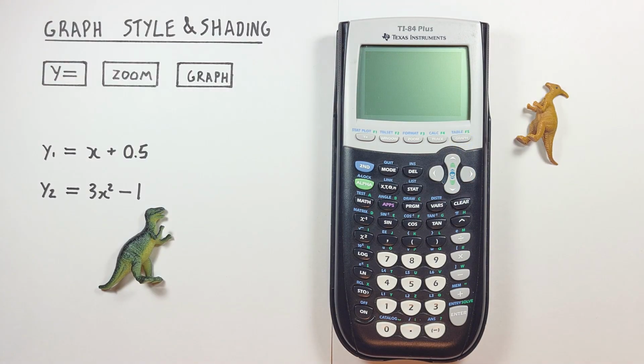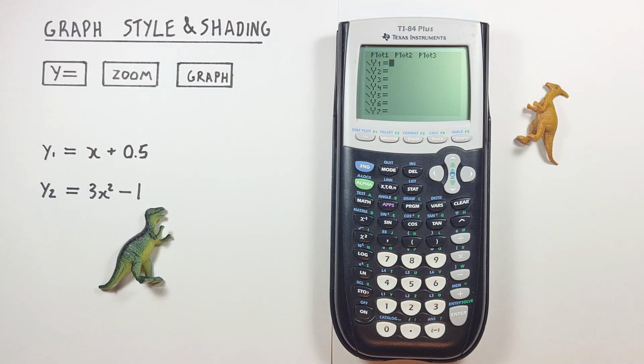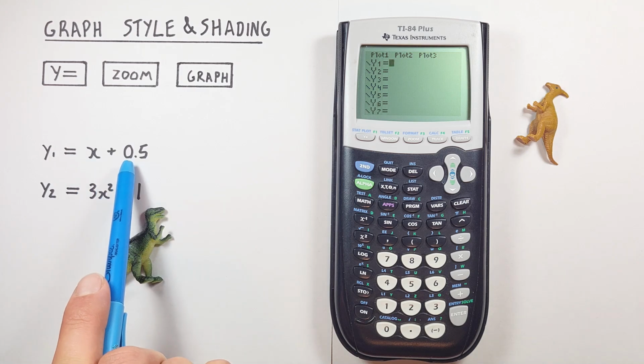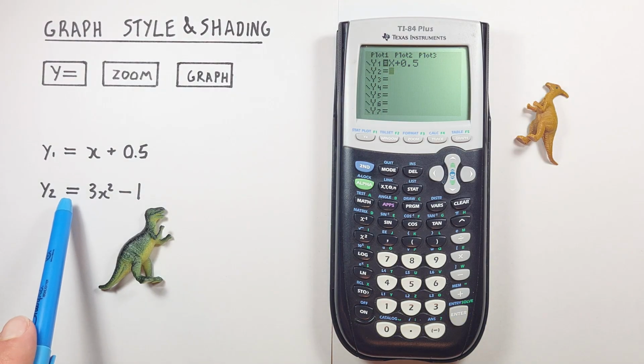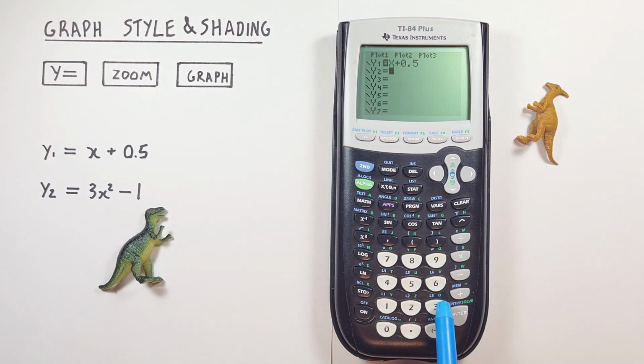To get started, we'll have to go to our graph menu and enter some graphs. So we'll hit the Y equals key here, which brings up our graphing or Y equals menu. We'll enter this as our first function. Our Y1 is equal to x plus 0.5. So to do that, we go x plus 0.5 and hit enter. And then for our second one, we'll have y equals 3x squared minus 1. So we go ahead and enter that.